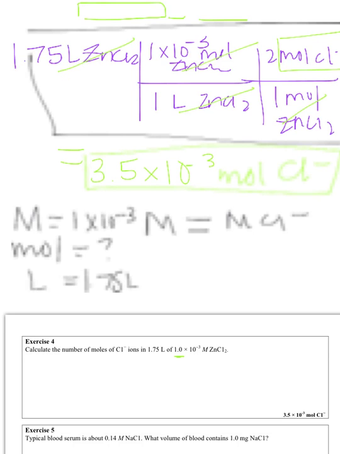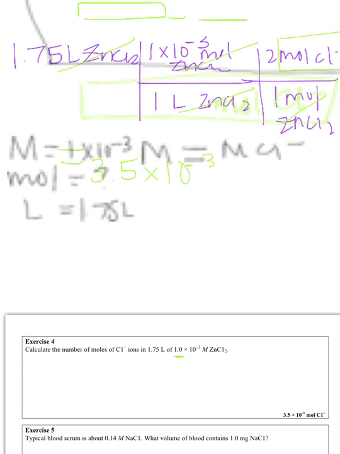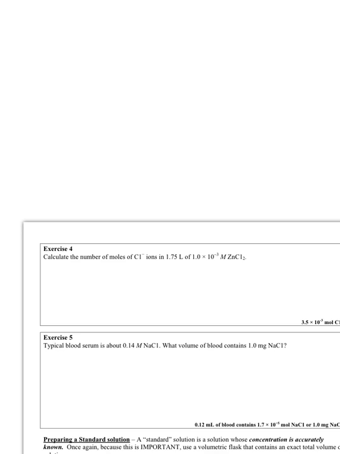Okay, exercise number 5. Let's move some of these things out of the way. All right, typical blood serum is about 0.14 molar sodium chloride. What volume, liters, of blood contains 1 milligram of sodium chloride? So if I'm going to answer this question with strictly stoichiometry, should I start my stoichiometry problem with 0.14 molar sodium chloride? Molar, again, is moles per liter. Or should I start it with this 1 milligram of sodium chloride?